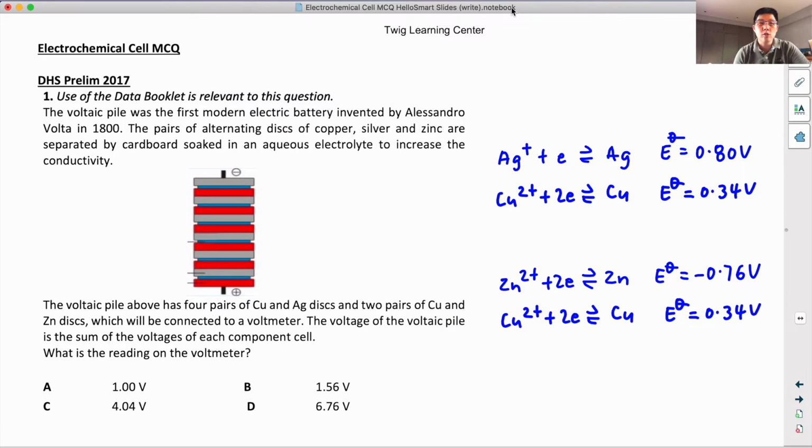Okay, so let's go through the electrochemical cell MCQ. There are 14 of them. Okay, let's get started. You can see from this question there's a voltaic pile. So this is the first modern electric battery.